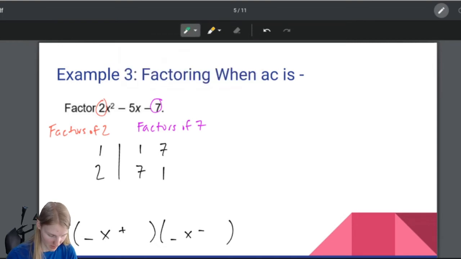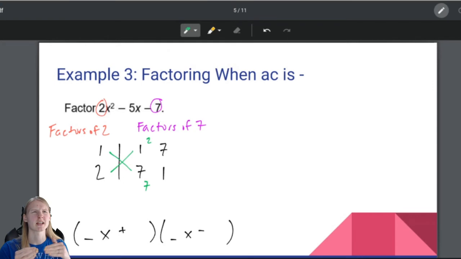Okay, let's get a different color in here. Now I'm going to do 1 times 7 is 7. 2 times 1 is 2. Is there any way that I can add 7 and 2 together to get 5? Well, if I do 7 plus negative 2, if I do 7 minus 2, I get positive 5. And if I take 2 minus 7, I'll get negative 5.